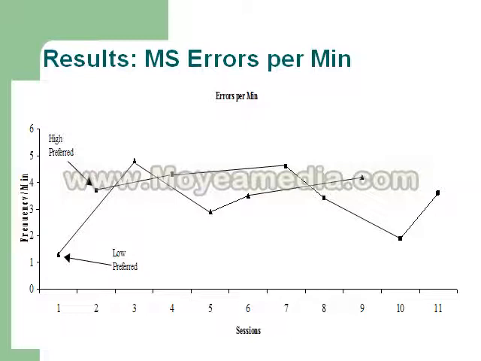MS errors per minute results. Errors per minute showed a fairly high and consistent number of errors for both protocols, with the exception of a very brief initial session for the low preferred protocol. Again, preferences were difficult to indicate with MS results.